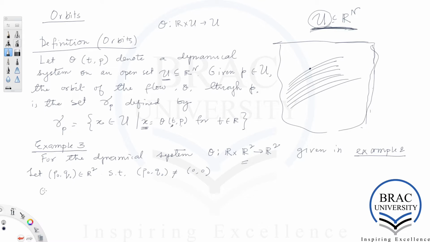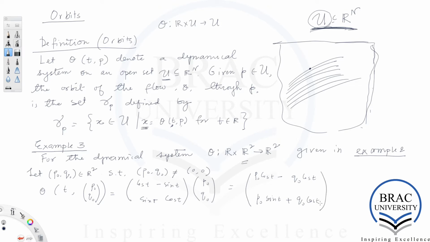Now, according to the definition of the dynamical system, theta of t comma this vector P0 Q0 is equal to the matrix cosine t, minus sine t, sine t, cosine t, acting on this vector P0 Q0, which is nothing but P0 cosine t minus Q0 sine t as the first component, and the second component of the vector is P0 sine t plus Q0 cosine t. Okay, good.